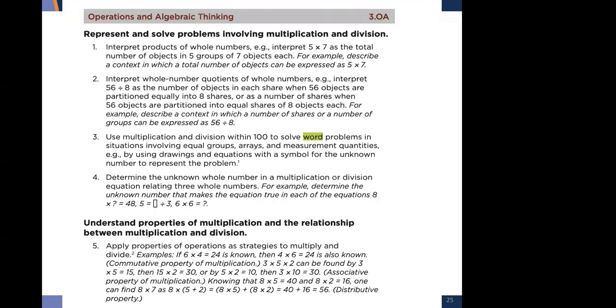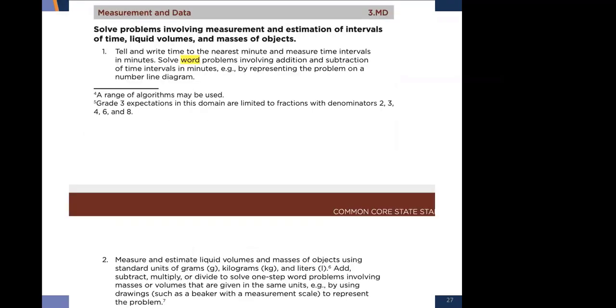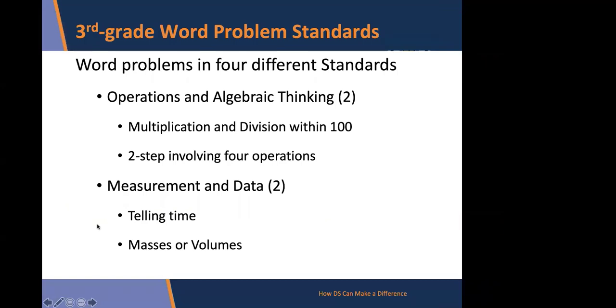So here's the standard. Use multiplication and division within 100 to solve word problems, blah, blah, blah. I'm just going to scan them first. Okay, where's the next one? Solve 2-step word problems using the 4 operations. Okay, blah, blah, blah. Tell and write time. Solve word problems involving addition and subtraction of time intervals. Okay, that's time word problems. And here's the last one down on the bottom. Measurement of liquids and masses. So 1-step word problems with that. Yikes. More? No, there are no more. So there were 4 standards related to word problems.